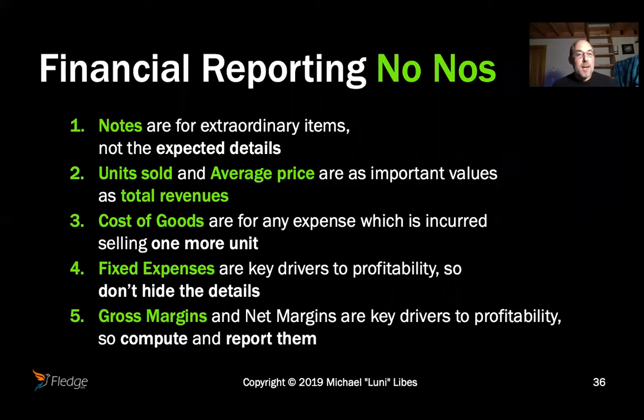So in the end, I summed this up and said, notes are for extraordinary things, not ordinary things. I don't know if there's an international standard for accounting that says you can't put the actual details in the P&L. There shouldn't be. If there is, it doesn't help us run the company. If there is, put that on one page and then send me the one that actually is useful on the next page. Again, units and average price, you heard from me over and over again, and I already explained cost of goods and fixed expenses.